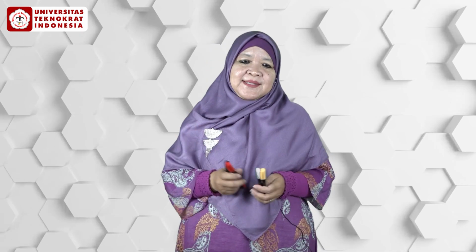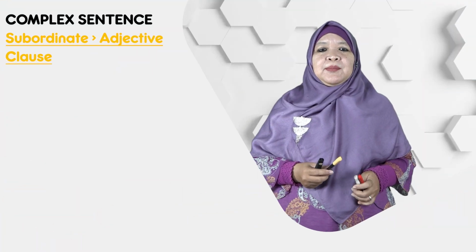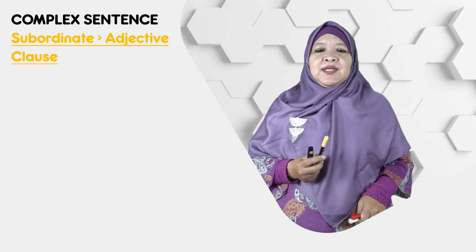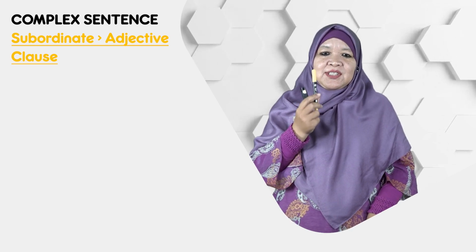Complex sentence consists of 3 types. Complex sentence with adjective clause subordinate, mother and baby adjective clause with the yellow baby carrier, and then complex sentence with the adverb clause subordinate, and then complex sentence with the noun clause subordinate. Let's see them one by one. Now let's talk about the complex sentence with the subordinate clause adjective clause, or the yellow baby.